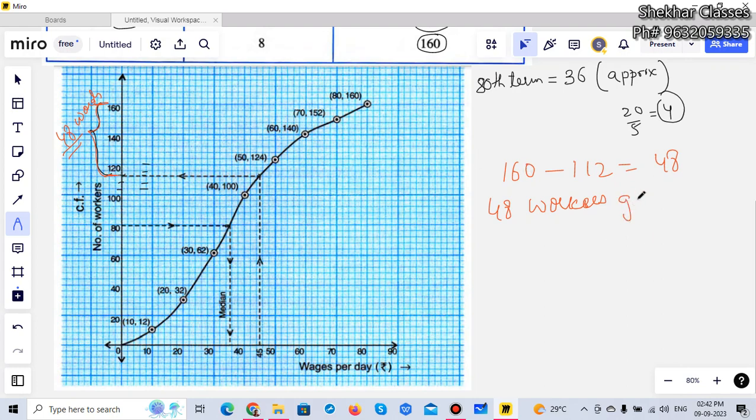Workers get wages more than 45 per day, right? So this is the answer for the second question in it.